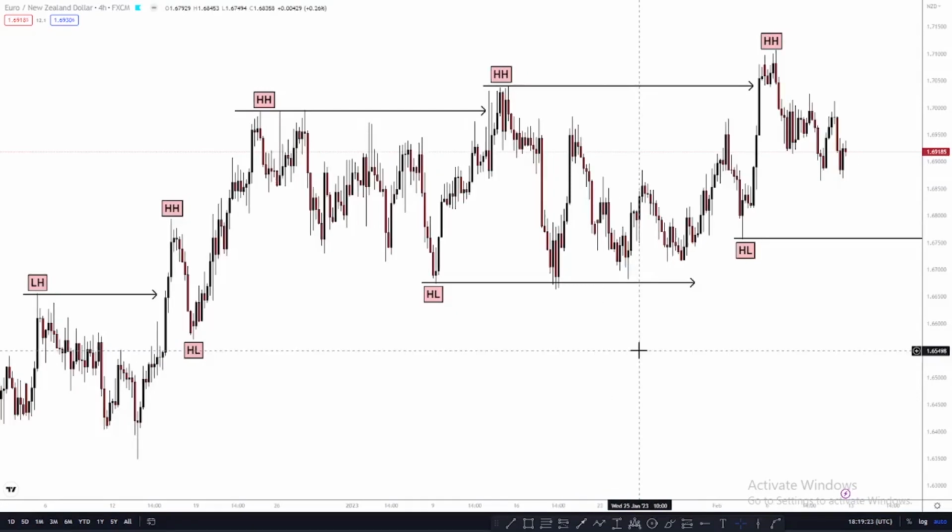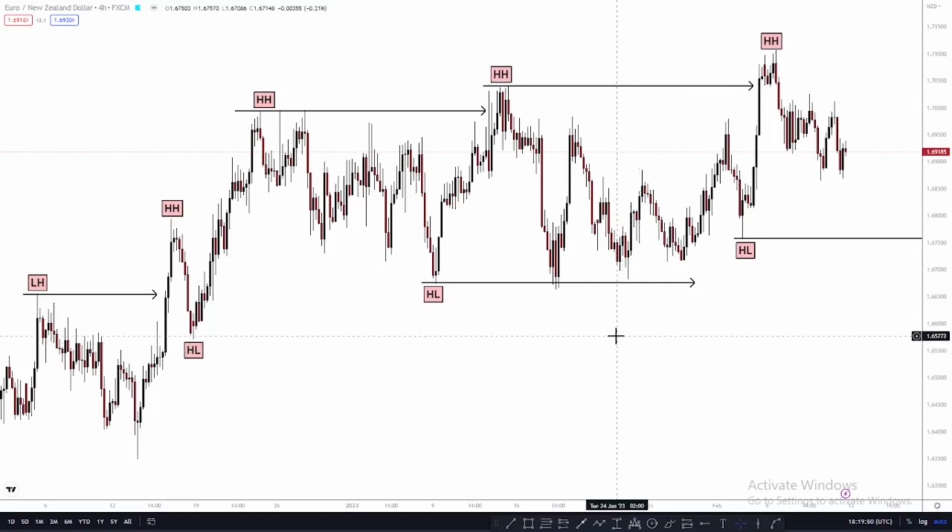So taking a look at Euro NZD, or Euro New Zealand dollar, what do we need to do first? First of all, we need to identify our trend. I've always said this. First of all, we need to identify our trend. And looking at our chart, what trend are we in? We are in an uptrend. How do we even know we are in an uptrend?